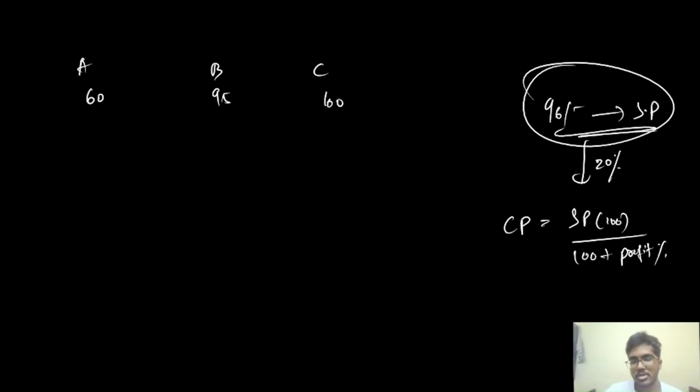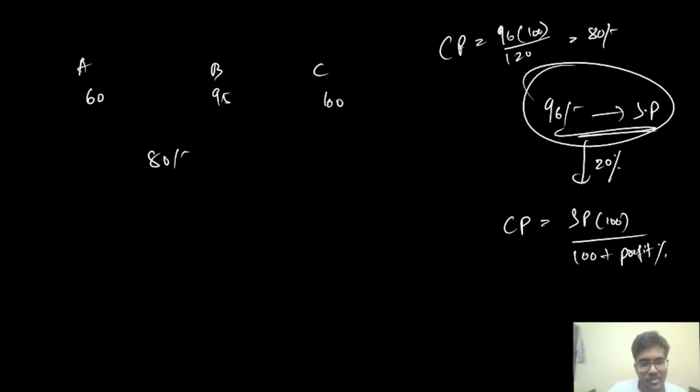So when you substitute that, we get CP value to be equal to SP, which is 96, multiplied by 100 divided by 100 plus 20, that's 120. If you solve this, you get the value of CP to be equal to 80 rupees. So 80 rupees per kg should be the mean price or the final price. Can you put 80 between A and B? Yes, we can put 80 rupees between here.